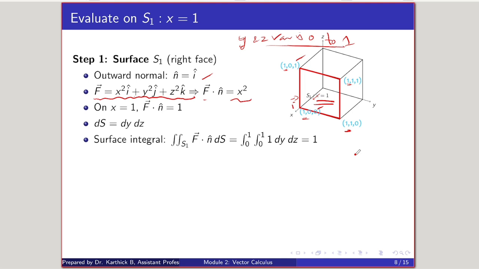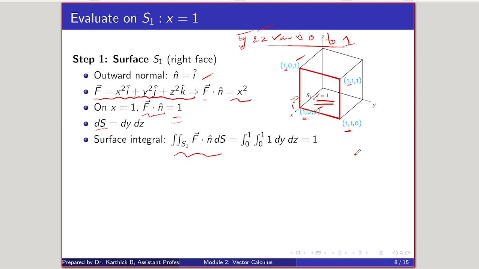After finding this, I have to write the value of x. So I have to substitute the value of x in this equation. x is equal to 1 means, what will be the value here? I will get 1 again. And what about the variables? Here we fix x equal to 1, and y and z are the variables. So dS will be dy dz. Then we find F vector dot n cap and we find dS. We have to substitute in the final value with respect to the surface S1. Then we substitute 1 dy dz.